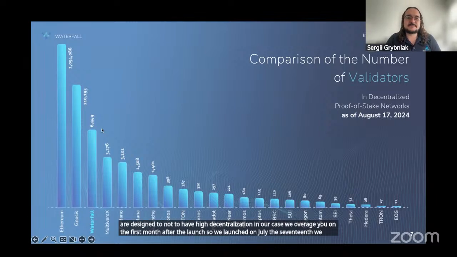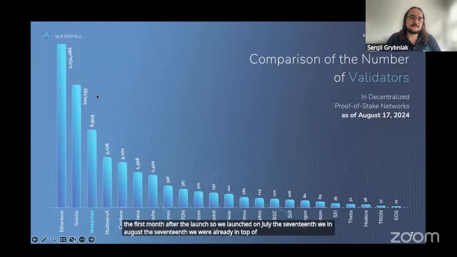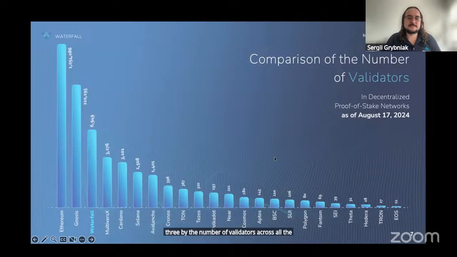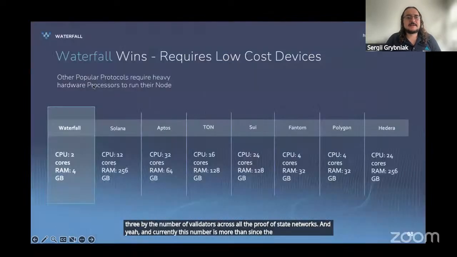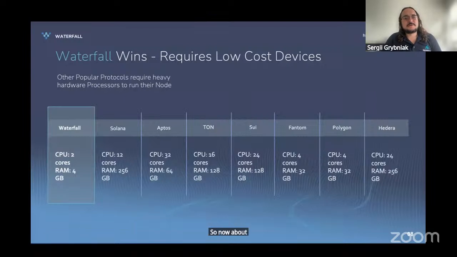On August the 17th, we were already in the top 3 by the number of validators across all the proof of stake networks. And currently this number is more than double since that time. So now about node requirements.